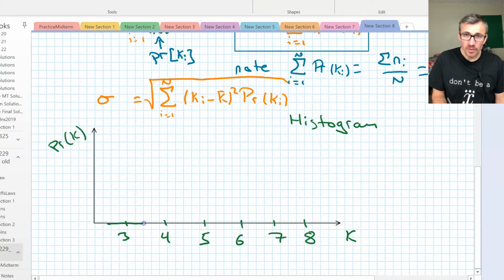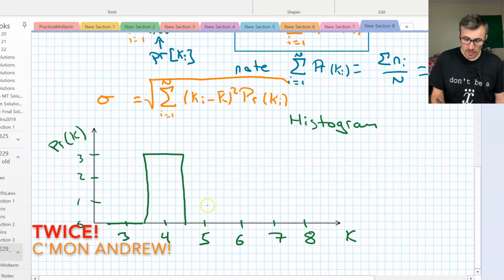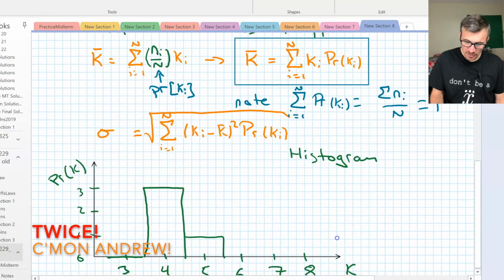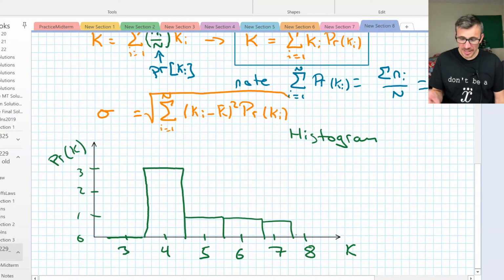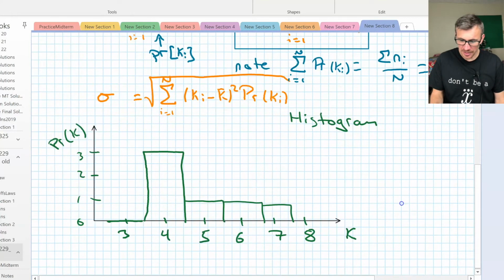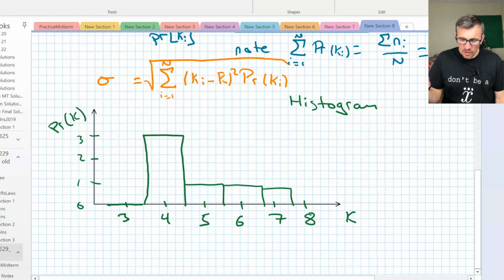So what does it look like here? We had 0 for 3. We had 3 for 4. 5 happened once. 6 happened once. And 7 happened once. And that's the histogram of our measurements here. Now let's see what happens as we take larger and larger numbers. So what we're going to do is just simulate some data.